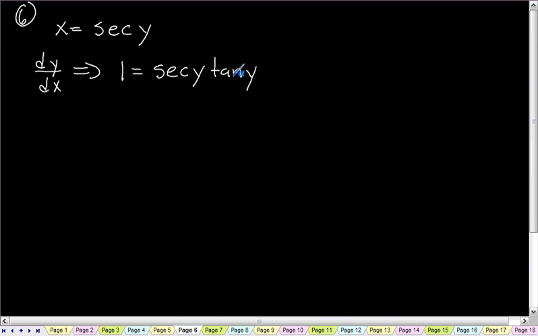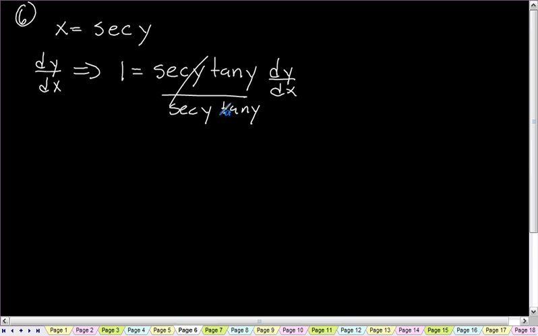Yes, secant x tangent x. Let's check the work just in case. And then the derivative of the inside, which is dy dx. So the derivative of secant y is secant y tangent y, but then we need the derivative of y, which is dy dx. How do we solve for that? To leave dy dx by itself, we divide both sides by secant y tangent y.